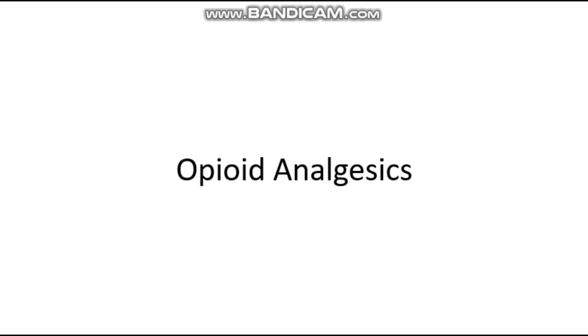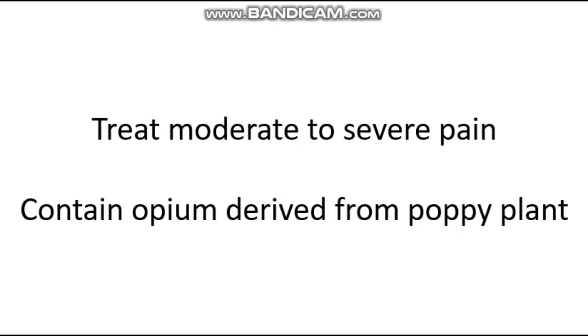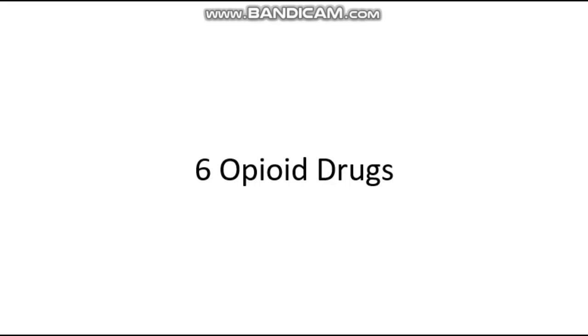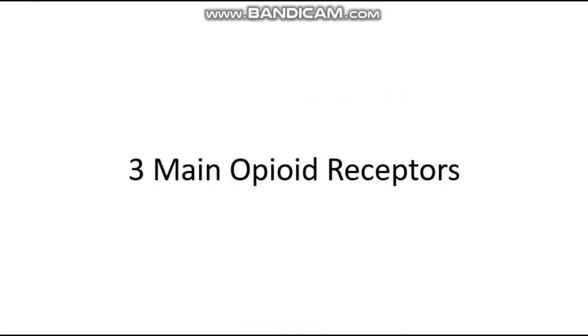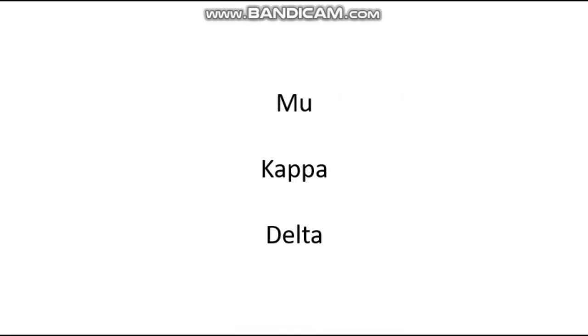Opiate analgesics treat moderate to severe pain. They contain opium derived from the poppy plant. 6 opiate drugs are morphine, Demerol, codeine, oxycontin, hydrocodone, and Suboxone. 3 main opiate receptors are mu, kappa, and delta.